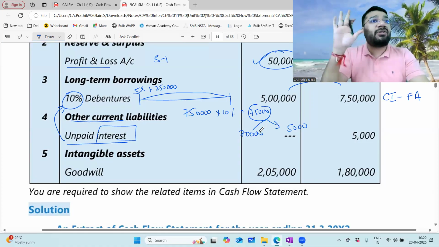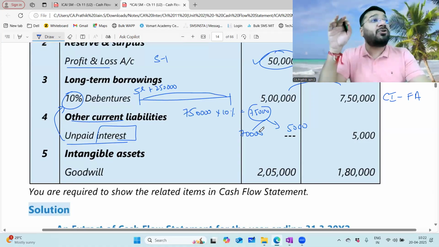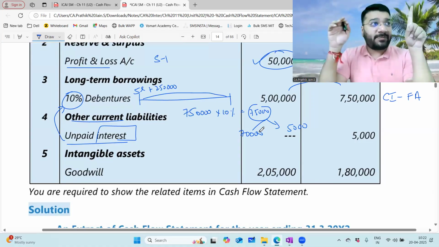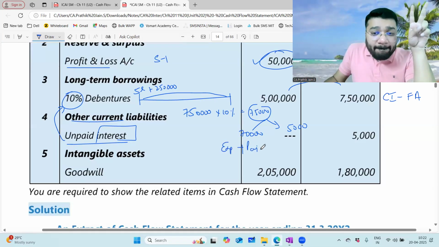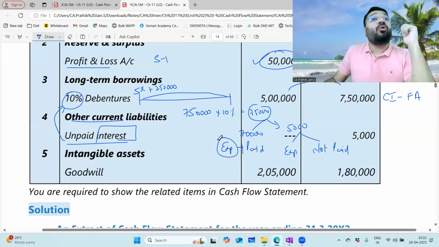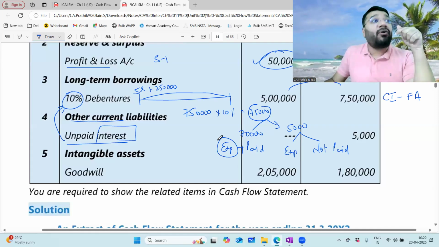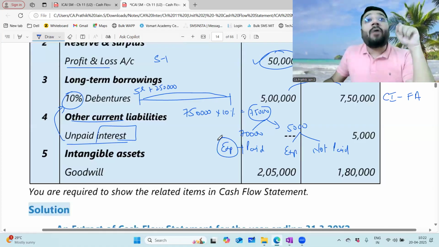This is a working note, I'm just discussing with you. When I come to the proper question, I will do a proper working note. I'm telling you 70,000 rupees is interest expense and paid. So this is expense also plus paid also. This 5,000 is what? Expense but unpaid. Since it is expense, where is this included? Sir, in the finance cost. If it is included in finance cost, which means while calculating net profit before tax and extraordinary item, this would have been subtracted. So this is a non-operating item.